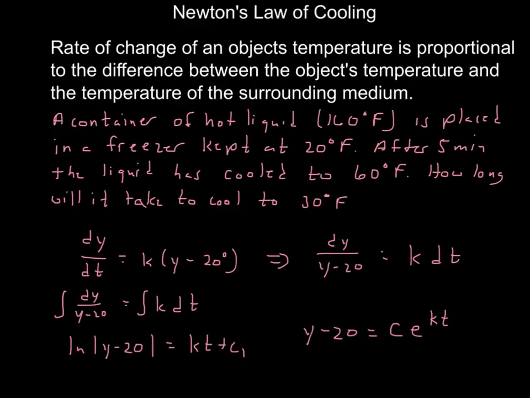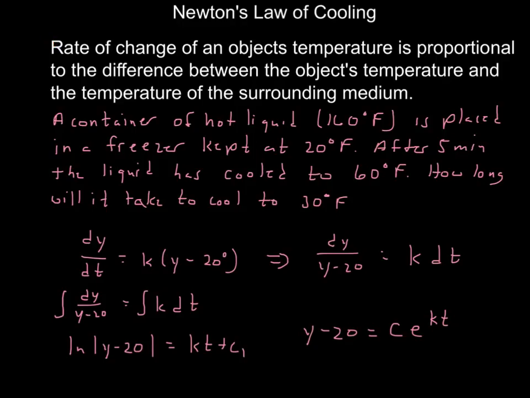Now we know by Newton's law of cooling the rate of change of an object's temperature, so we're going to let y equal the object's temperature. Otherwise, if we use t's, we get too many t's. So I'll let y equal the object's temperature. So I know the rate of change of the object's temperature is directly proportional to the difference between the object's temperature and the temperature of the surrounding medium.